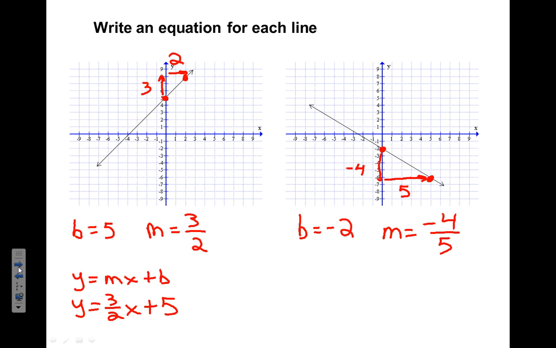I have all the information that I need. Y equals mx plus b. Substitute the b and the m in. So y equals negative 4/5 x minus 2. And that's all I have to do.